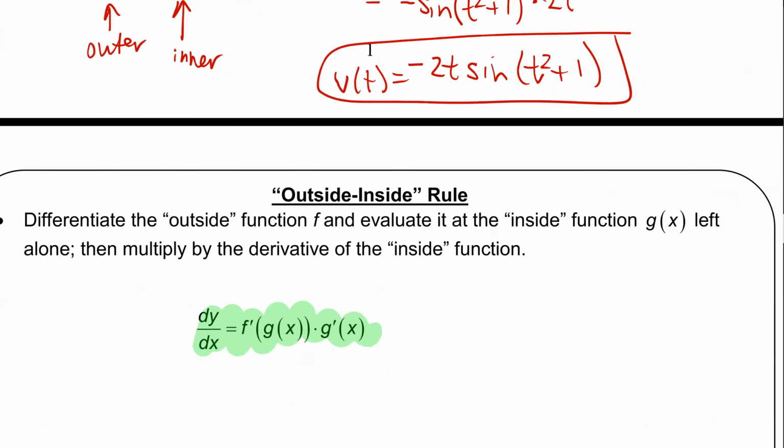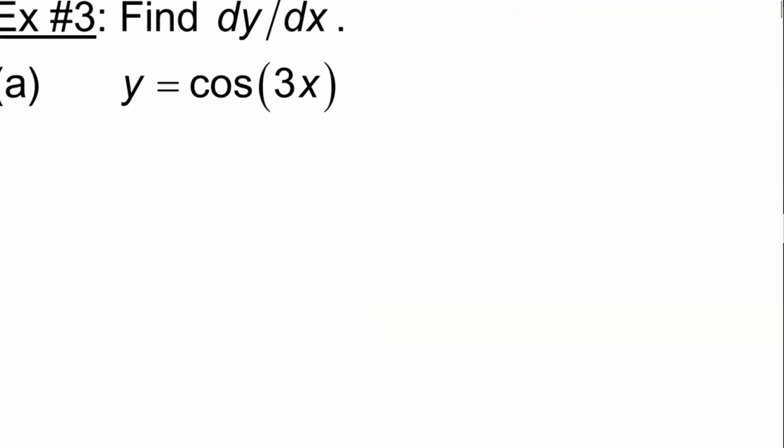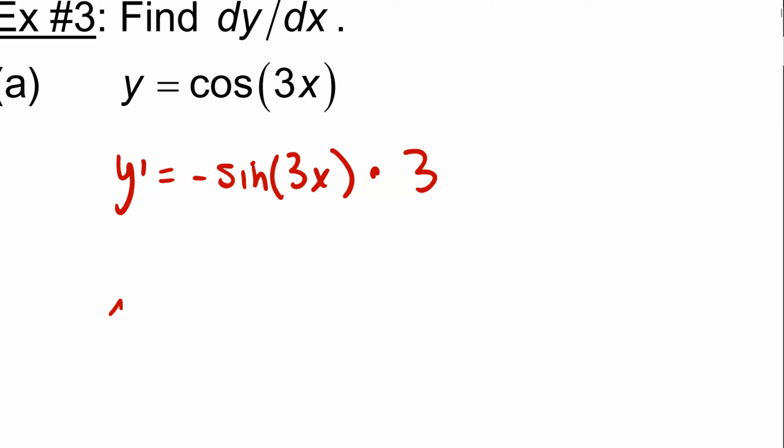How do you find it? Literally, I have a composite function. Take the outside derivative, keep the inside. So the part that you might mess up is maybe you forget to write the 3x. So y prime is negative sine of 3x. And what's the derivative of 3x? 3. So to write this, y prime is equal to negative 3 sine of 3x.